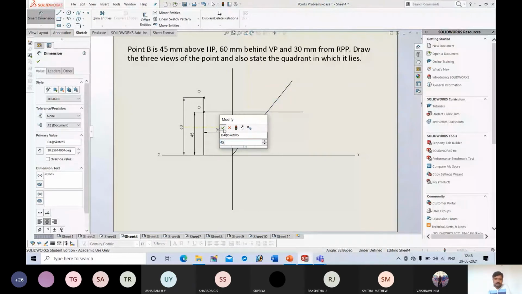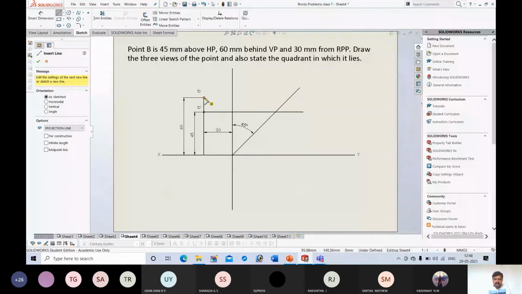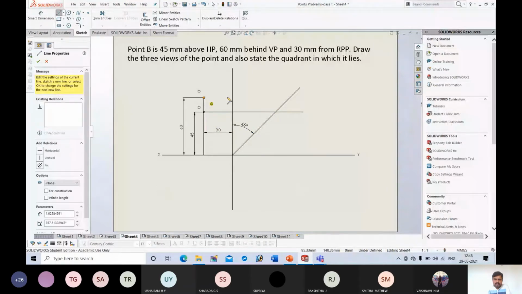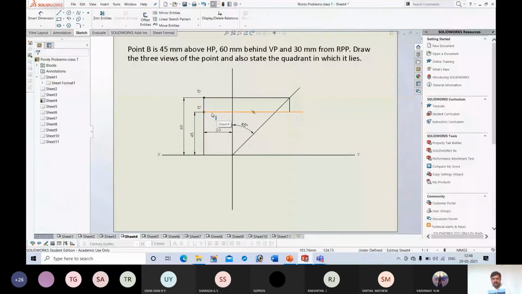First draw horizontally till this inclined line, then again take a turn and project it in vertical orientation till it meets the projector of the front view. Okay, so this is the point. This is the profile view.